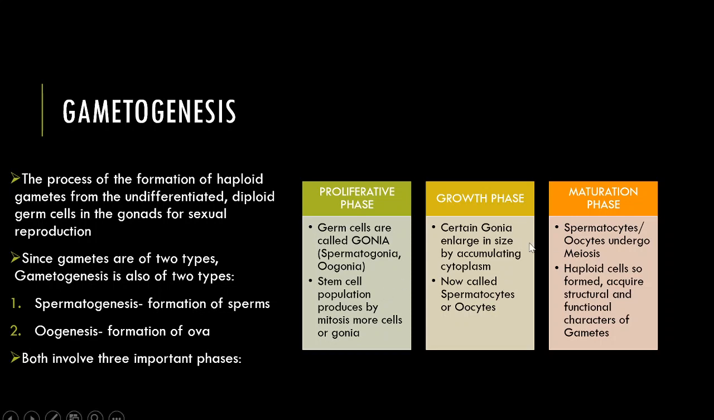So these 3 phases are common whether in spermatogenesis or oogenesis. First is the multiplicative phase, where the germ cells keep on dividing by mitosis. Second is the growth phase, where some of the germ cells or gonia enlarge in size and accumulate cytoplasm and are now called spermatocytes or oocytes. And third is the maturation phase, where the spermatocytes or oocytes undergo meiosis and then change into the gametes, that is the sperms and the ova.